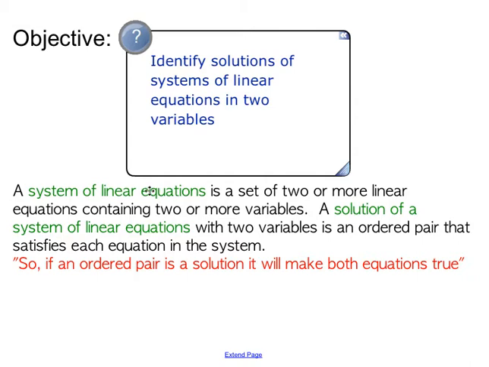A system of linear equations is a set of two or more linear equations containing two or more variables. A solution of a system of linear equations with two variables is an ordered pair that satisfies each equation in the system. So what that means is if an ordered pair is a solution, it will make both equations true. Let's take a look at some examples.